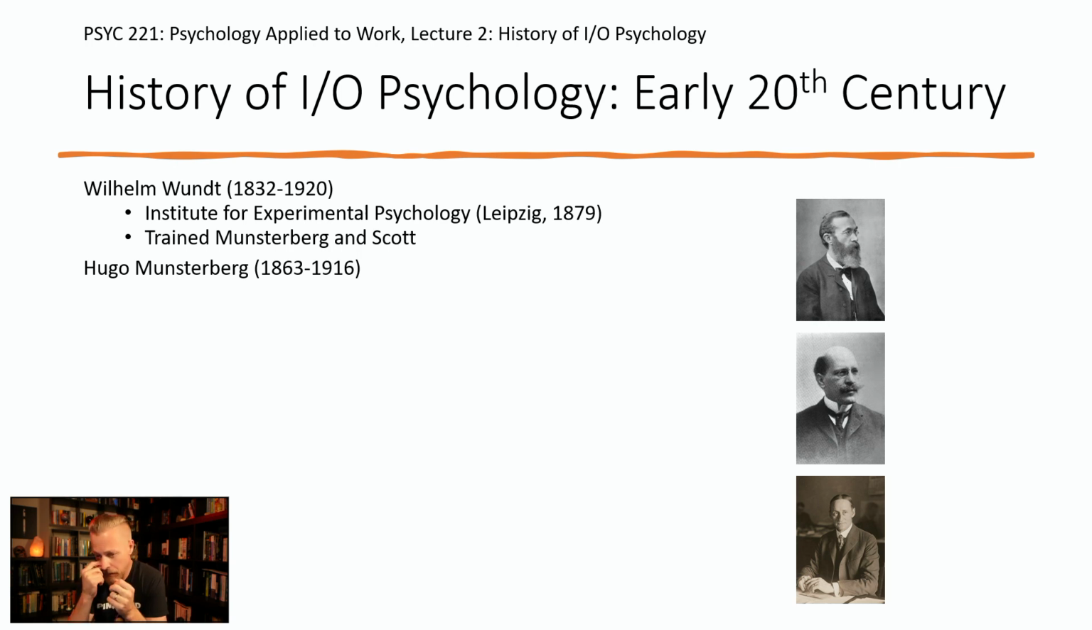So hugely influential. And he came to America, and Scott came back to America, and most of IO psychology was established in the United States. But they trace their academic lineage to Wilhelm Wundt. So IO psychology branched off of a true founder of the domain of psychology. Münsterberg was an interesting fellow. He was actually accused of being a German spy.